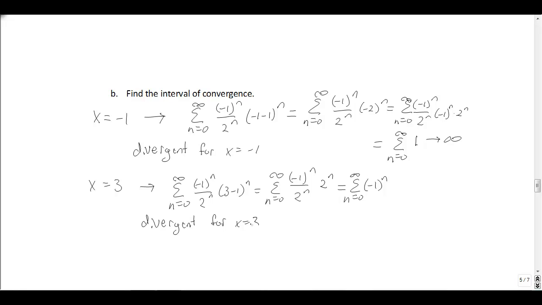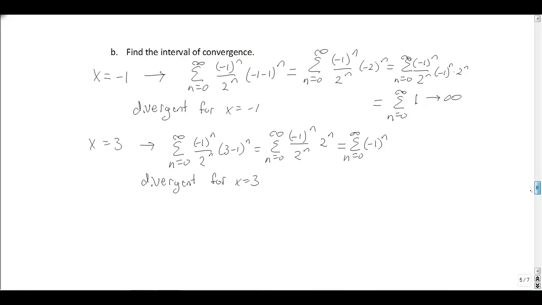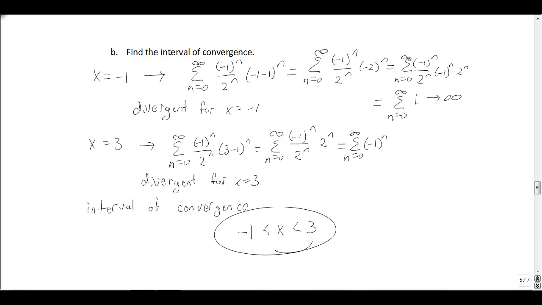for x equals 3. And what we get then is our interval of convergence does not include either of the endpoints. So it's just -1 less than x less than 3. So there's our interval of convergence.